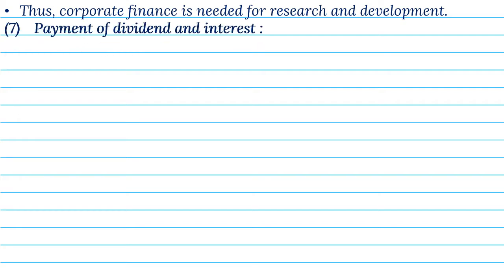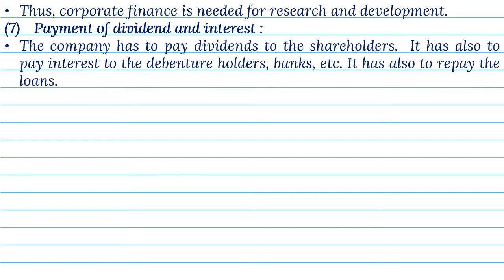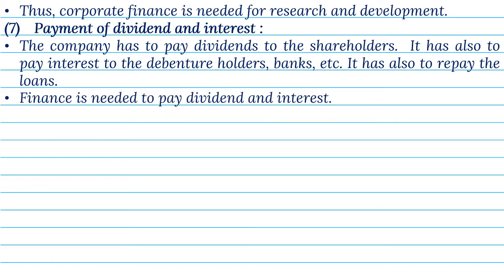7. Payment of dividend and interest. The company has to pay dividends to the shareholders. It has also to pay interest to the debenture holders, banks, etc. It has also to repay the loans. Finance is needed to pay dividend and interest.